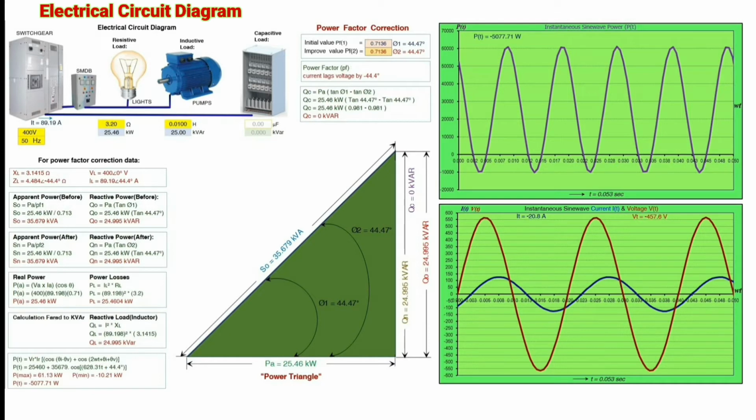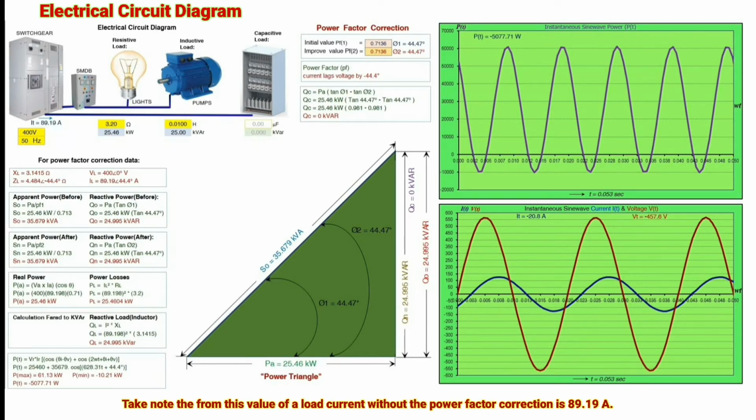As you notice in the calculation data, the supply voltage is 400 volts. The inductive reactance of the pump is 3.14 ohms. The circuit impedance is 4.48 ohms. Take note that the load current without power factor correction is 89.19 amperes. The apparent power without power factor correction is 35.67 kVA.